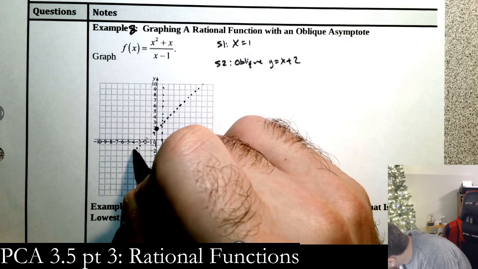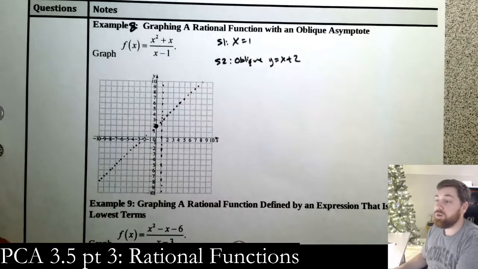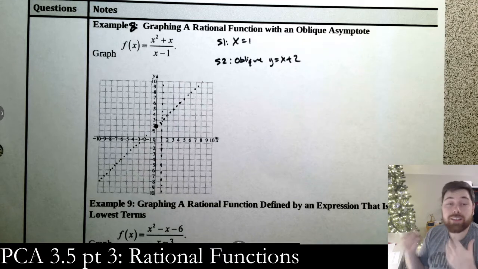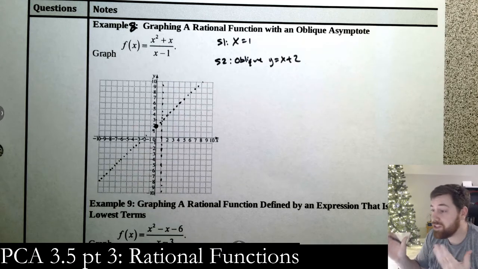Trying to make it look really nice. I'm going to fail. Look at, I'm not the best artist. Okay, so we have our vertical asymptote, and then we have our oblique asymptote. So it's going to work exactly like the horizontal one, right? It's going to approach that thing and then move on from there, except it's just a line now.